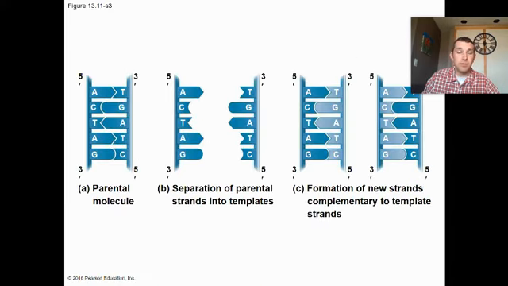So it turns out that we do have semi-conservative copying of DNA. From our parent strand, it does split apart, and each one of these strands is used as a template for new DNA to get built. So the formation of these, we'll see, is kind of complicated.